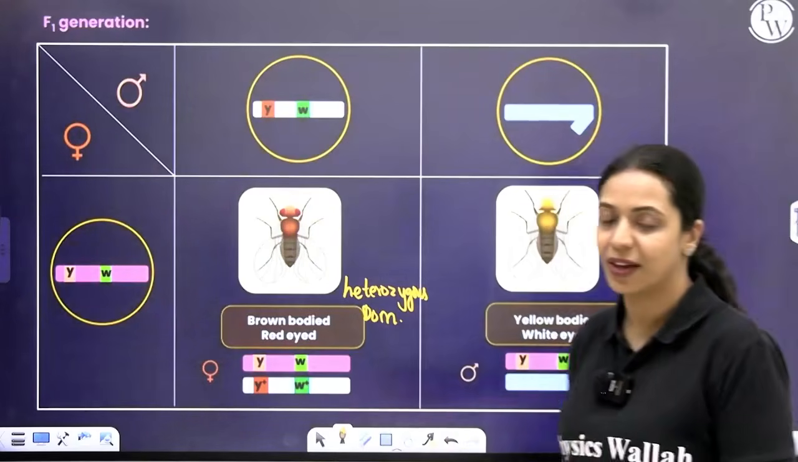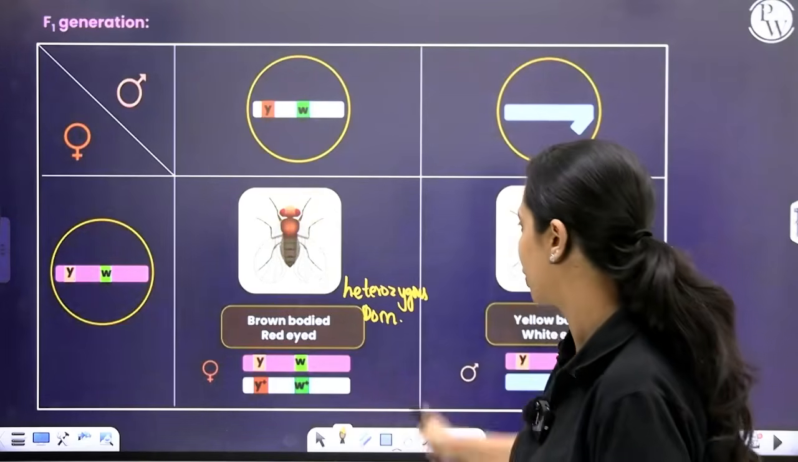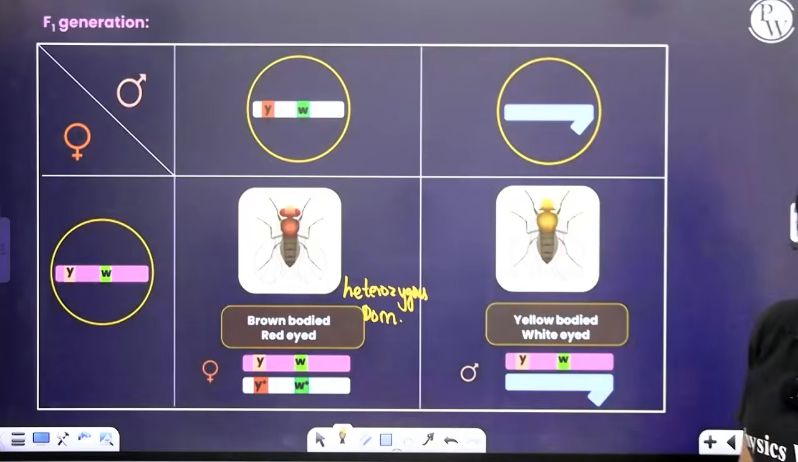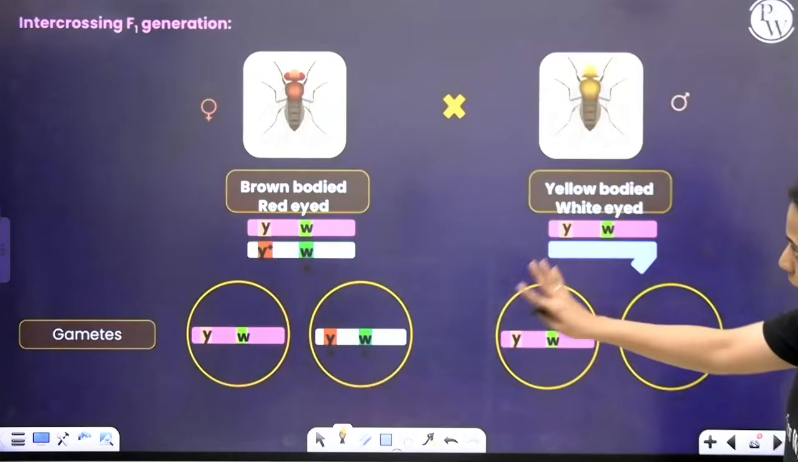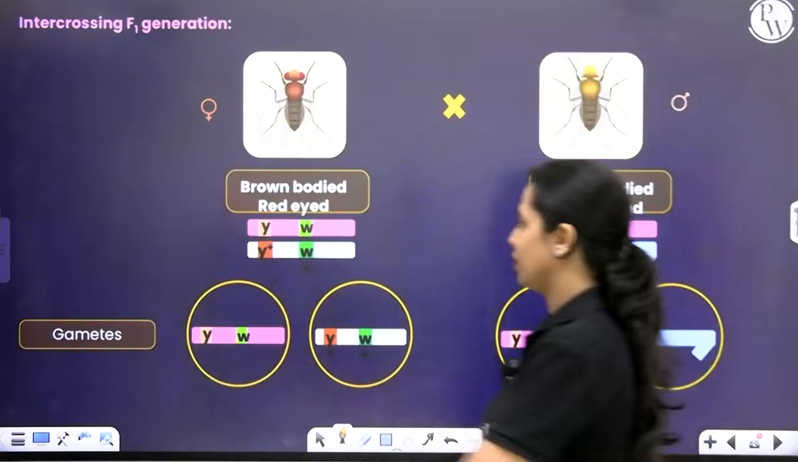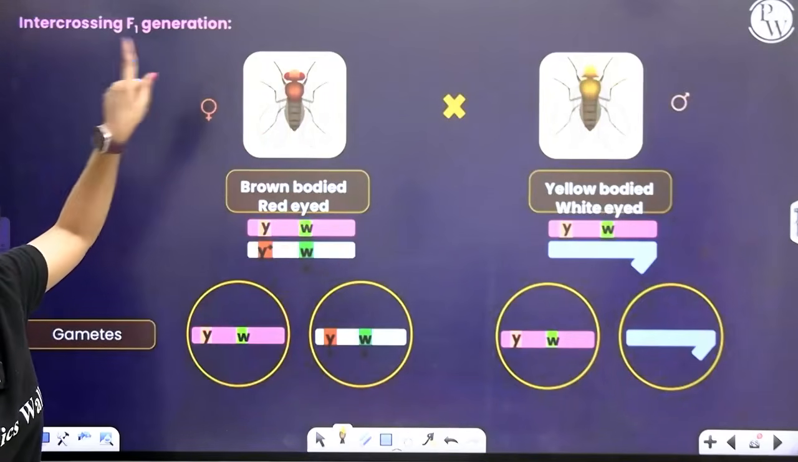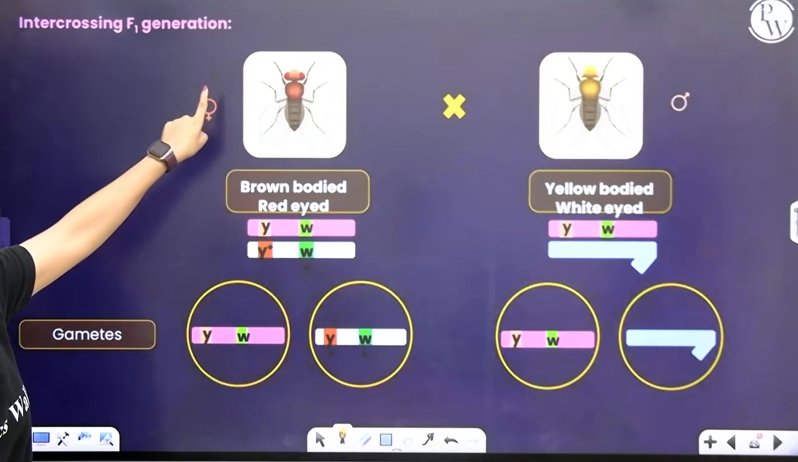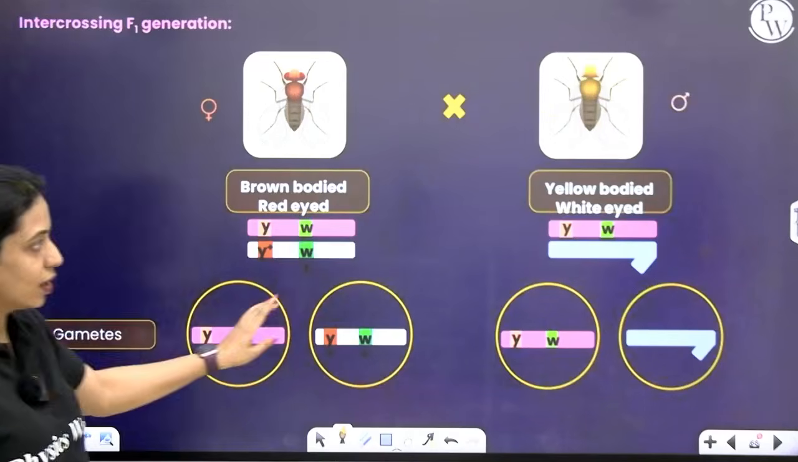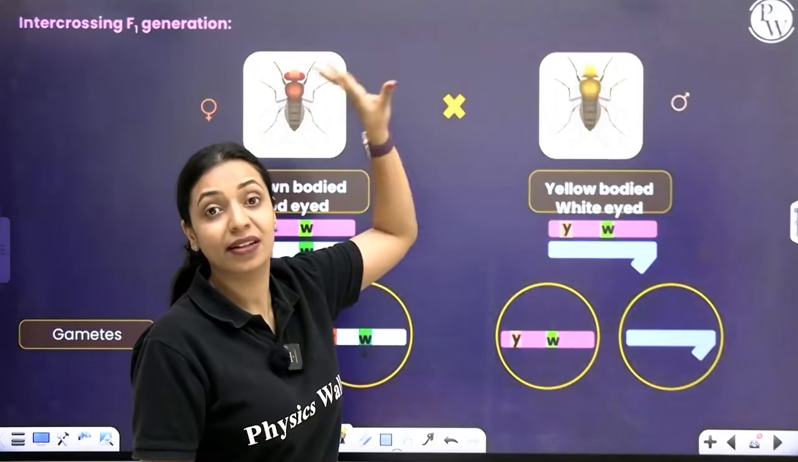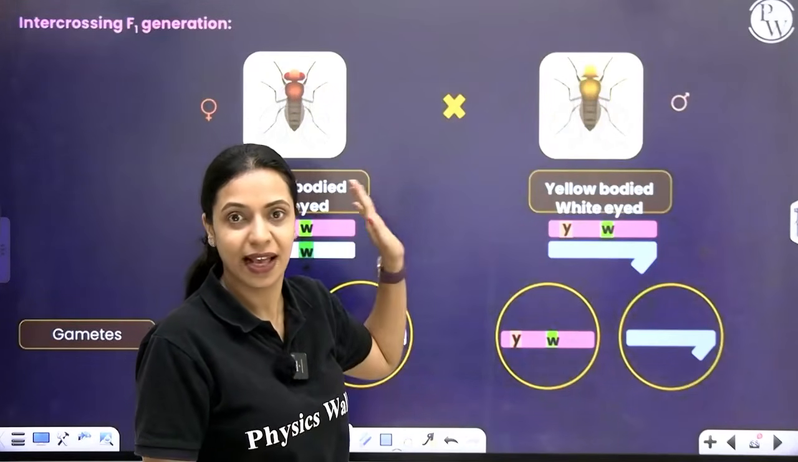Okay, so this is our F1 generation. What are we going to do now? We're going to cross these two, intercross them. Then we'll get the F2 generation. So after intercrossing F1, what do we have? We have a female showing the dominant phenotype, heterozygous condition. We have a male showing the recessive phenotype, hemizygous.